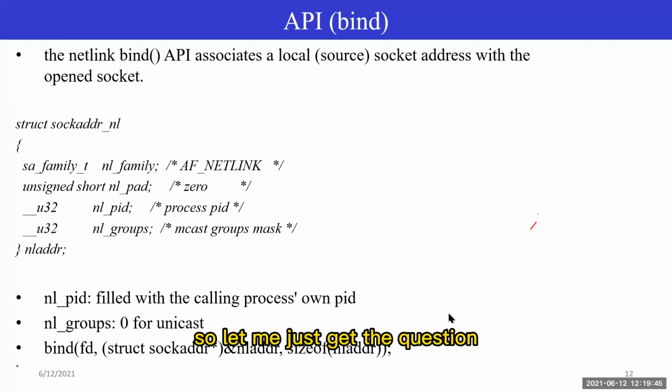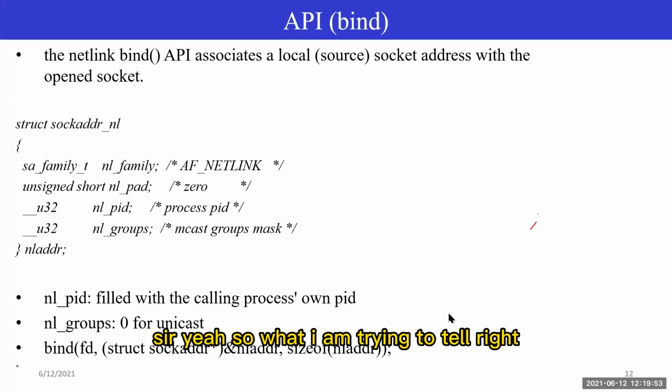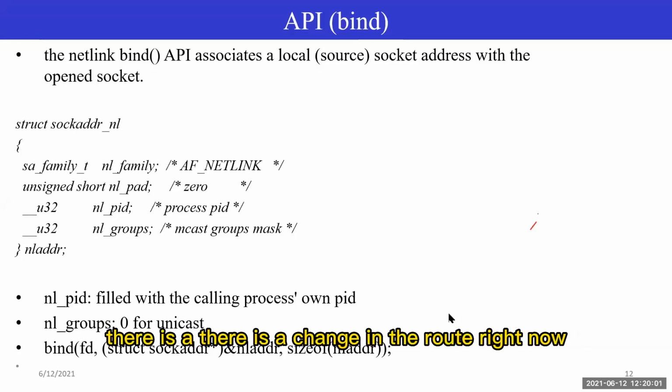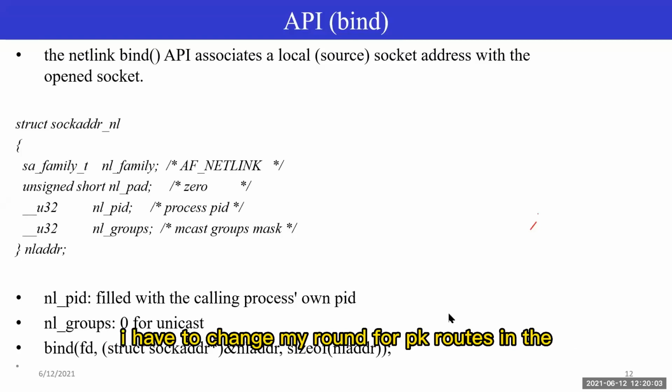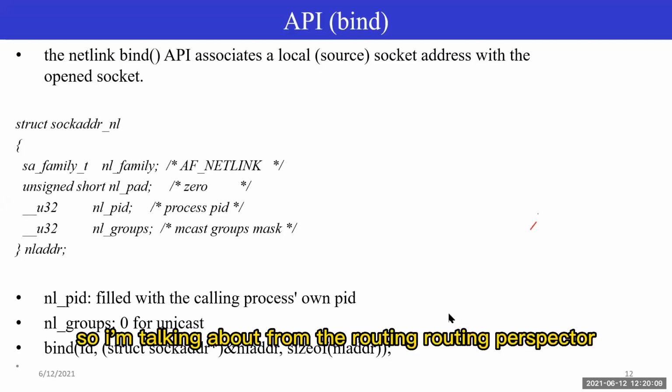Let me just get the question properly. What do you mean by reliability here, or what do you want to achieve through this Netlink stuff? Suppose you have a routing protocol which detects a change in the route. Now I have to change around 50k routes in the kernel. I'm talking about the router perspective, not the normal one.